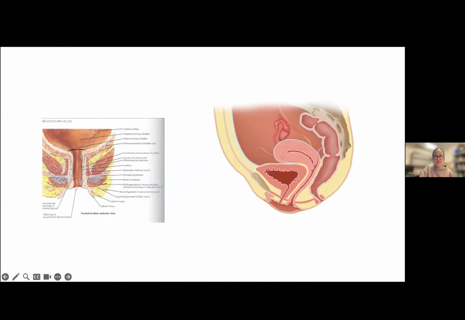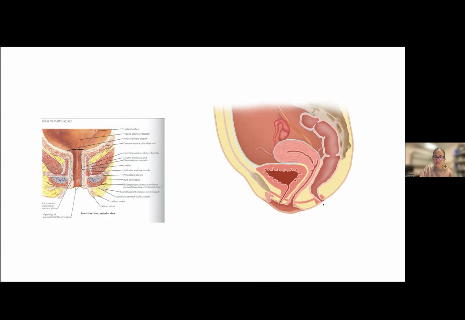In women, this is another view. This is a more detailed anatomic view showing the urethra and the bladder. This bracket here outlines the internal sphincter or the bladder neck. And then the right side of the screen shows the bladder and the urethra in the context of a side view, so you can see how it relates to the vagina, the uterus, the rectum and the anus.